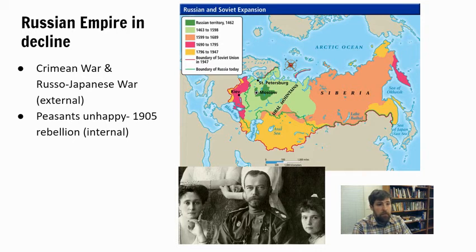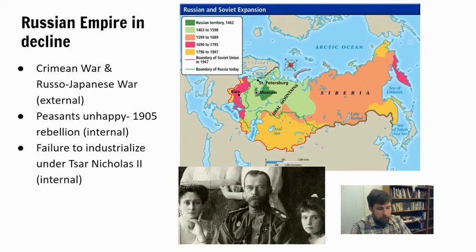And in 1905, in part because of the loss in the Russo-Japanese War, there was a massive rebellion that was put down through force. But the Russian government, led by Tsar Nicholas II, who you see pictured here with his family, caved in to some of their demands and created a Russian legislature called the Duma. That would not be enough to save the Russian Empire.